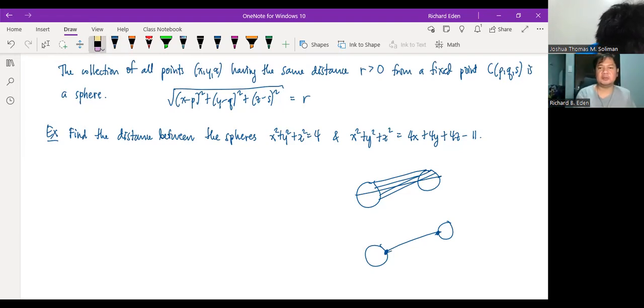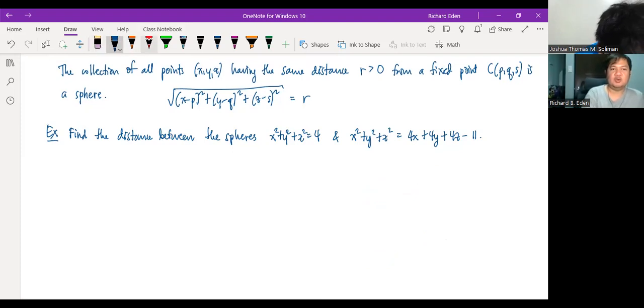All right. Well, the first equation is a sphere with center 0, 0, 0, whose radius is 2. And for the second sphere, what do we need to do to figure out its center and radius? We complete the fill in the blank.